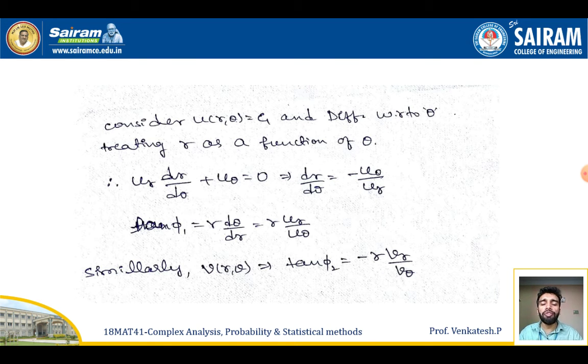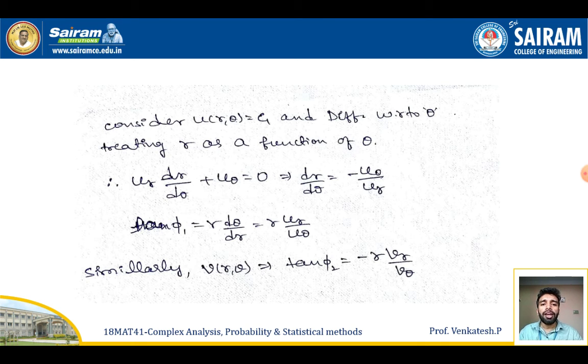So consider u of r comma theta is equal to c1 and differentiate this curve with respect to theta, treating r as a function of theta. So I'll be getting what? ur into dr by d theta plus u theta is equal to 0. Since I need to find the slope, I'll keep dr by d theta on the LHS only, shifting all the remaining terms to the RHS. So dr by d theta is equal to minus u theta by ur.